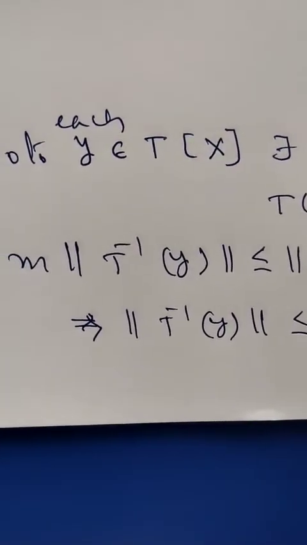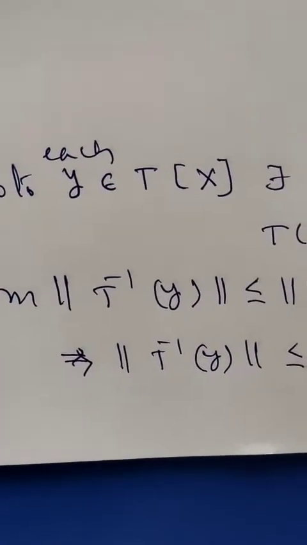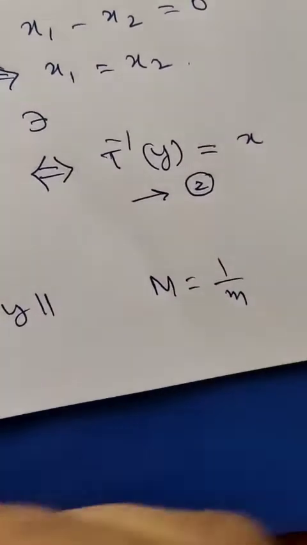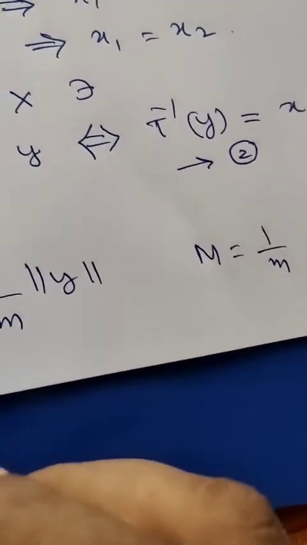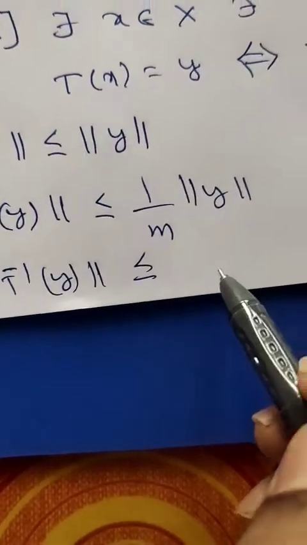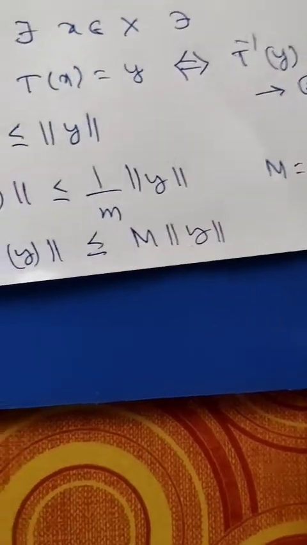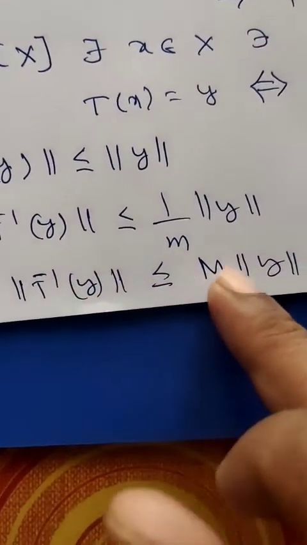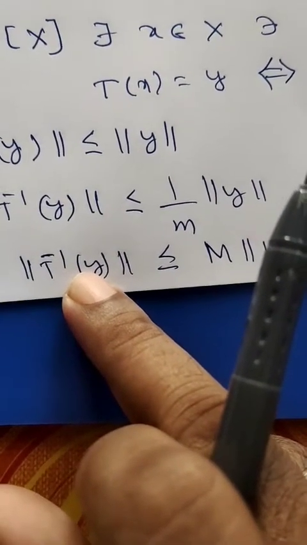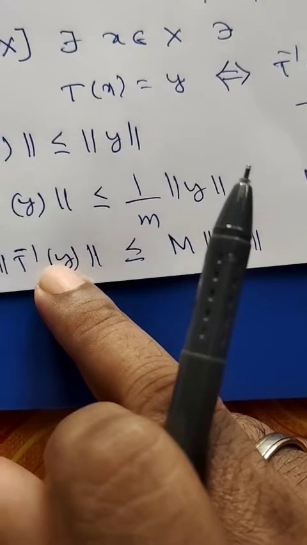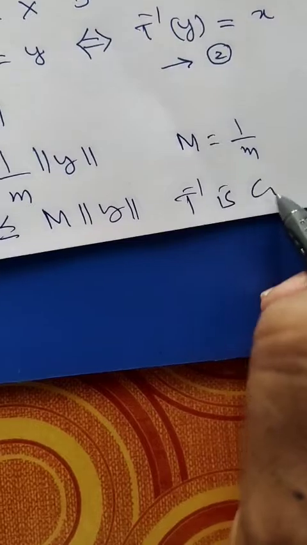Since m is greater than 0, 1 by m exists. So I may denote it by big M, where big M is equal to 1 by m. Then norm of T inverse of y is less than or equal to M times norm of y. What can you say now? By the definition of a bounded mapping, T inverse of y is bounded, which means T inverse is continuous.